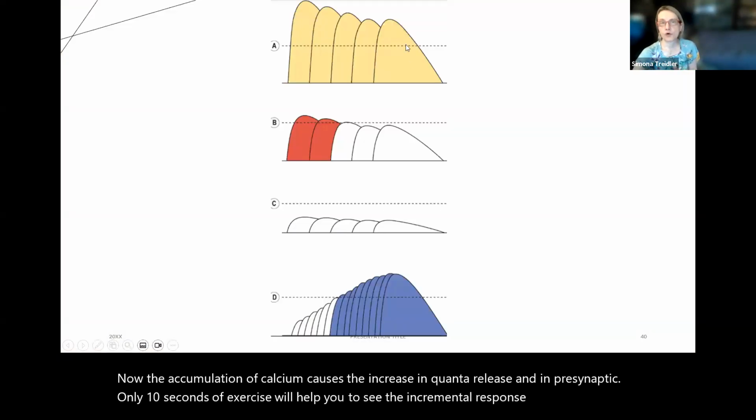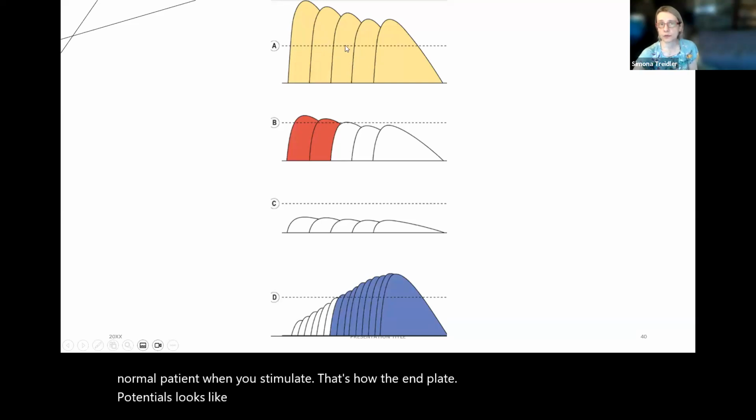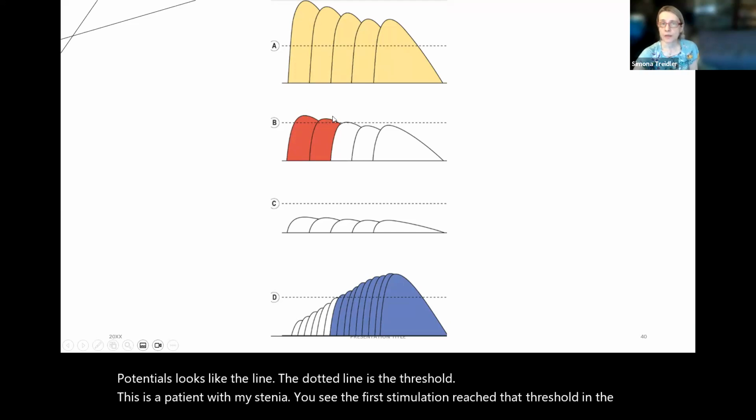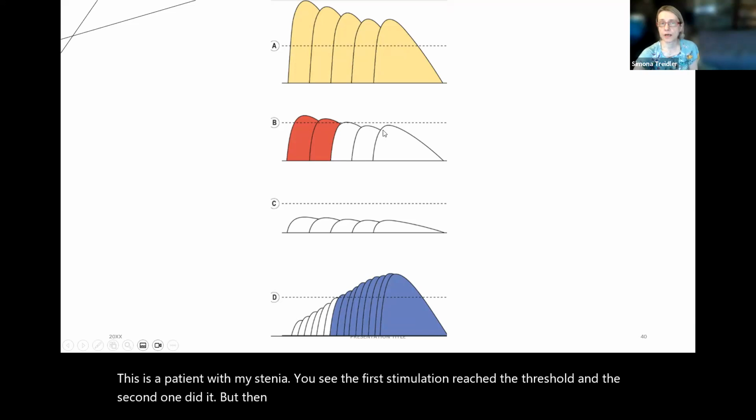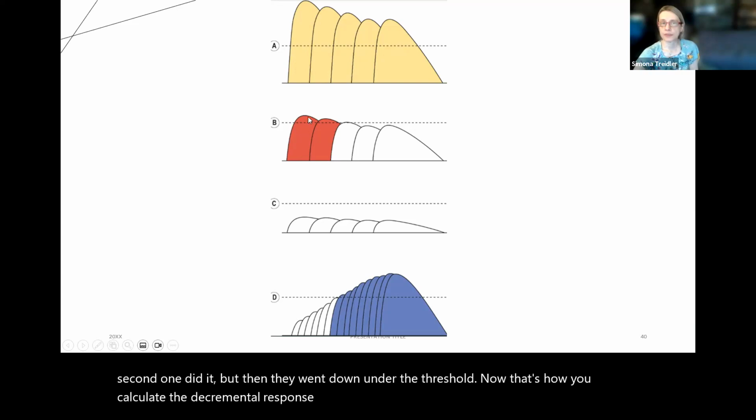This is the typical normal patient when you stimulate. That's how the end plate potentials look like. The dotted line is the threshold. This is a patient with myasthenia. You see the first stimulation reached the threshold and the second one did it, but then they went down under the threshold. Now, that's how you calculate the decremental response between the first amplitude and area underneath and the fourth one.